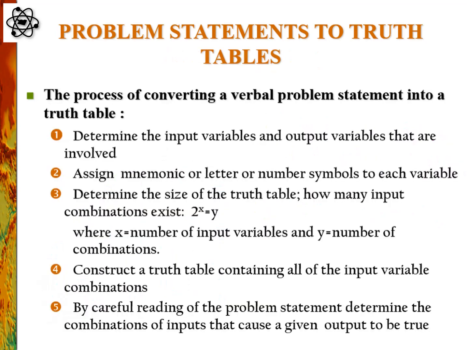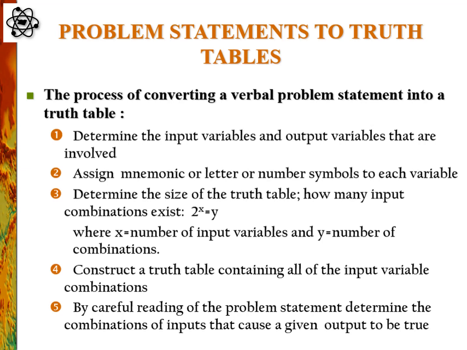So from these 3 examples, we have understood how to convert a verbal statement into a truth table. The same guidelines have been noted down here. First, we determine the input variables and the output variables that are involved. Second, we assign a mnemonic or a letter or a number symbol to each variable. Third, we determine the size of the truth table, how many input combinations exist, that is 2 to the power x is equal to y.